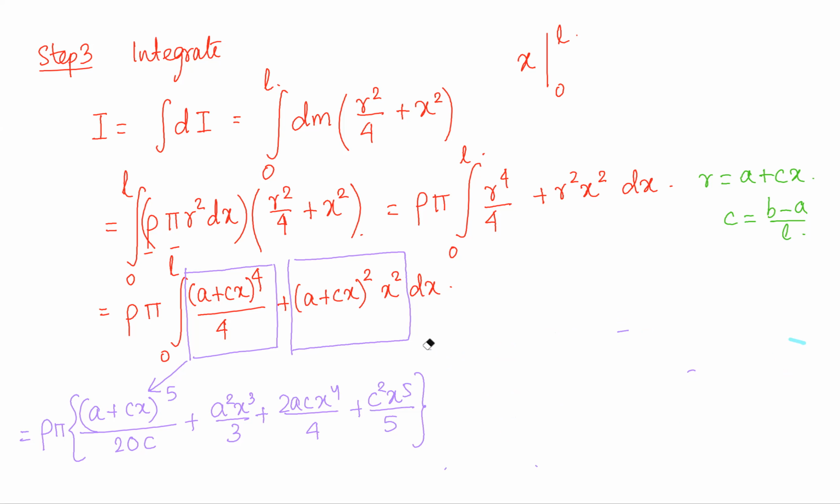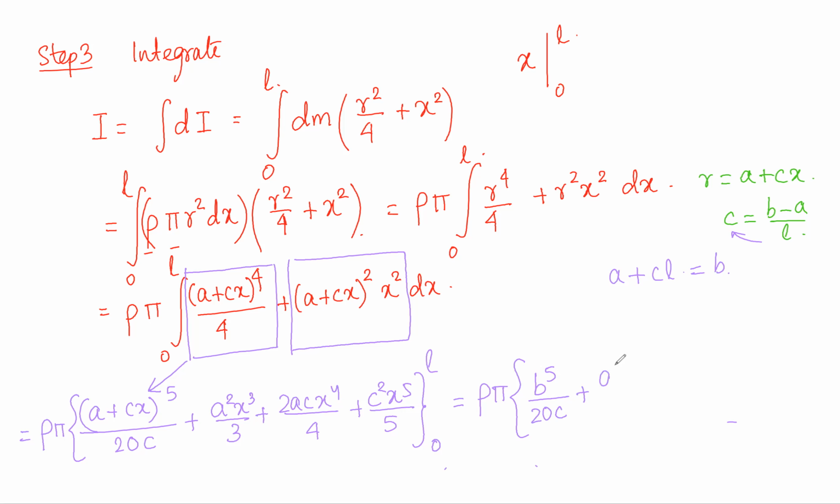So basically if you put 0, you'll get nothing. We have to integrate this from 0 to L. Just need to put L because if you put 0, you won't get many terms anyway. So you put L first. So you will get a plus cL. Keep this in mind. You will get a plus cL. So what is a plus cL? That is equal to b. a plus cL, rearrange the terms over here. That's just equal to b. So the first term will be equal to b to the power 5 divided by 20c. Now the next term will be a square x cube divided by 3.